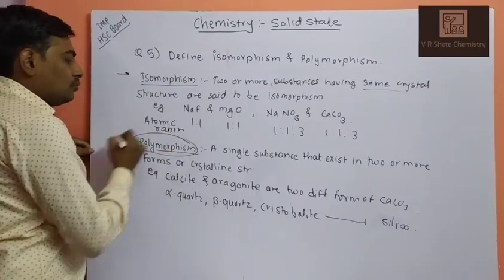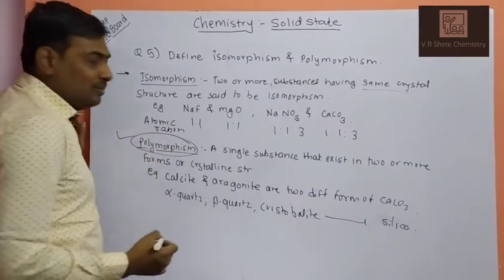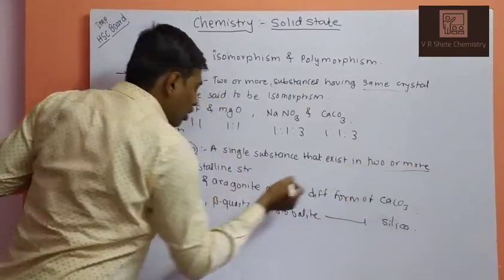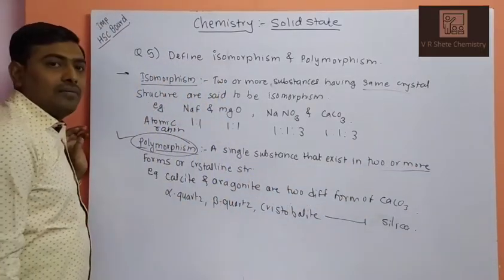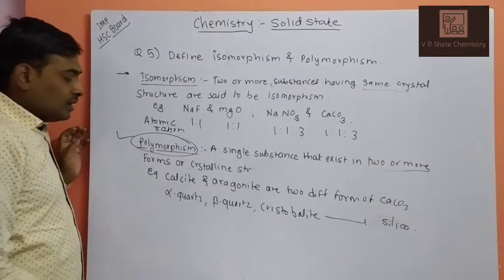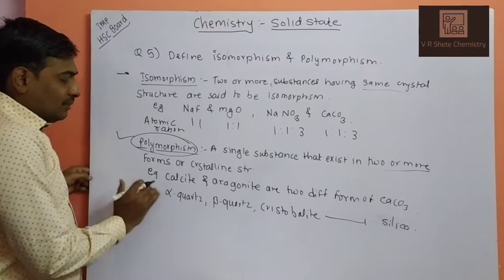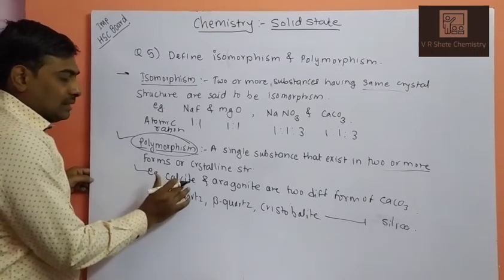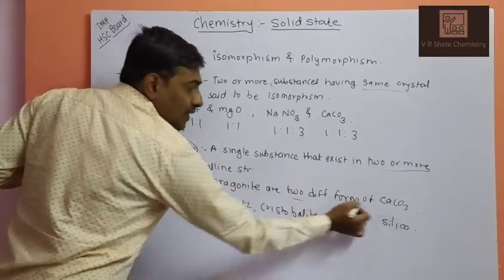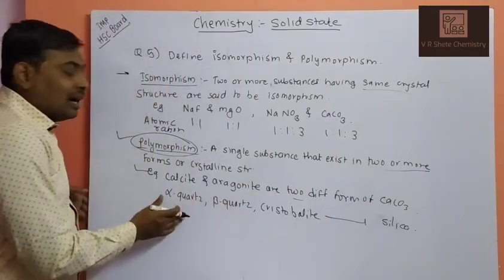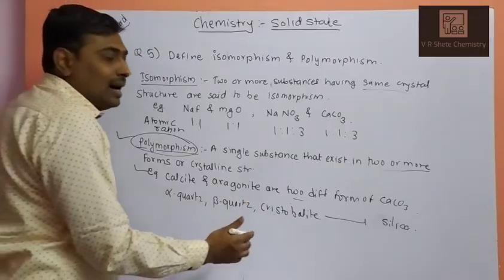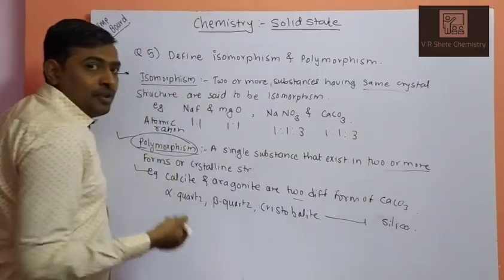Second concept, polymorphism. If a single substance can exist in two or more forms of crystalline structure at different conditions, it is called polymorphism. Observe the example: calcite and aragonite are two different forms of calcium carbonate. Alpha quartz, beta quartz or cristobalite are different forms of silica.